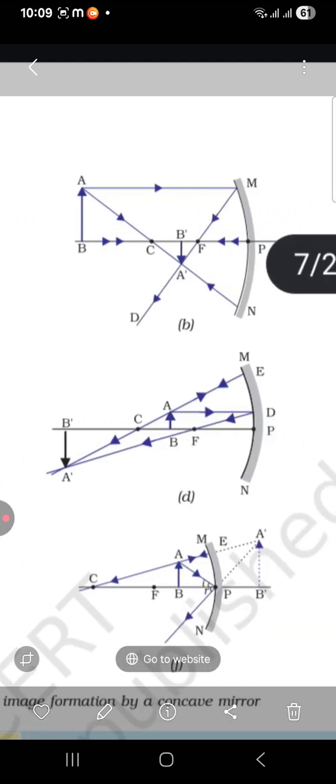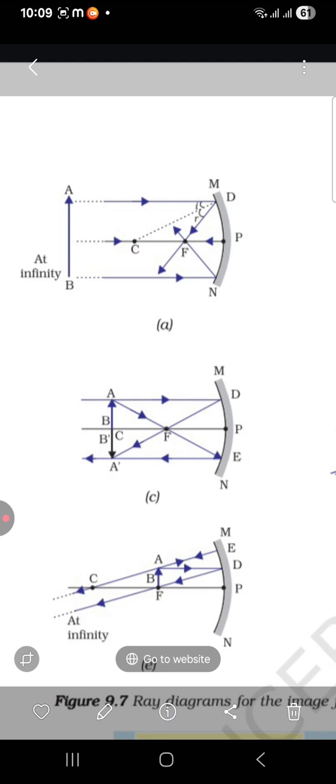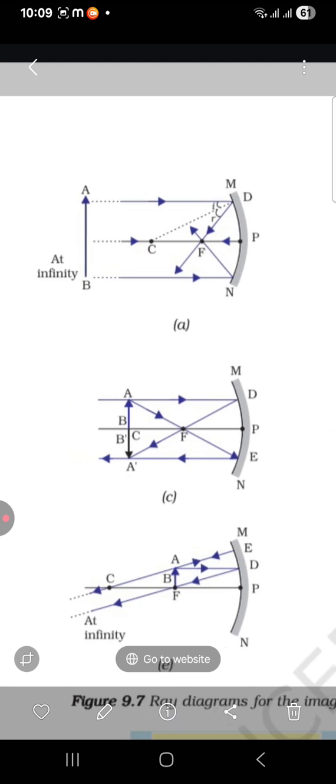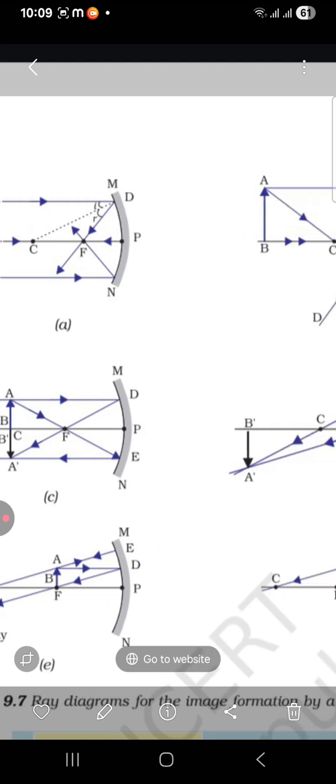Now next point, if object is between focus and center of curvature, then light rays will converge beyond the center of curvature. The image formed is real, inverted, and magnified. So size of image is more than size of object. Next case, if object is at focus, then light rays will appear to meet at infinity. So you can show the image by making parallel lines.